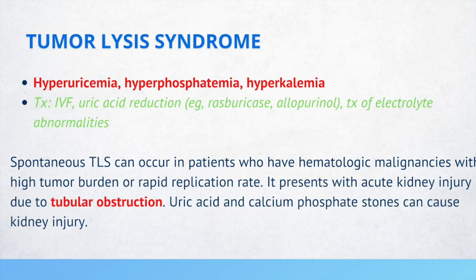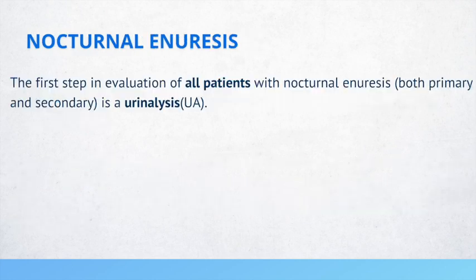Spontaneous tumor lysis syndrome can occur in patients who have hematologic malignancies with high tumor burden or rapid replication rate. It presents with acute kidney injury due to tubular obstruction. Uric acid and calcium phosphate stones can cause kidney injury.